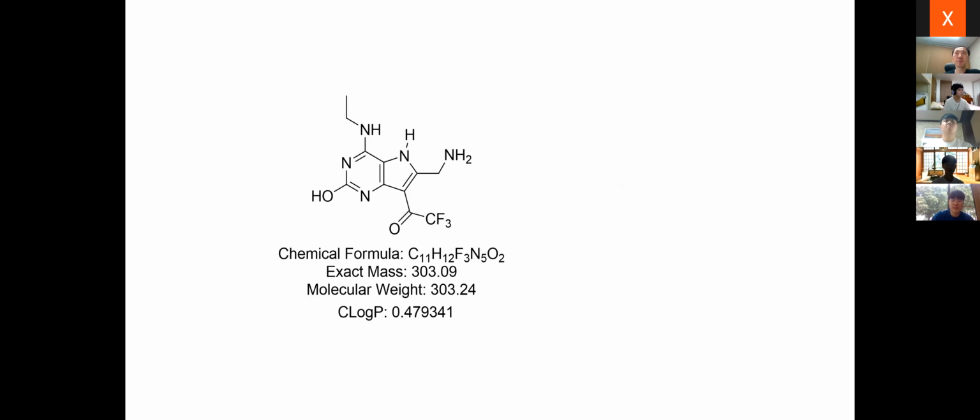Second molecule. Now you see this information. Molecular weight, okay, less than 500. C log P, how do you judge? This molecule is not drug-like. This molecule is too hydrophilic.